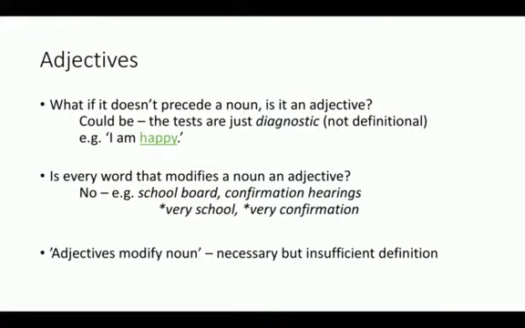One test we have for identifying these words as nouns rather than adjectives is to see if they can be further modified by an adverb, like very. So if we try to say something like very school or very confirmation, these phrases sound ungrammatical. That's because school and confirmation are not adjectives. They are nouns. So adjectives modify nouns. That is a necessary, but not a sufficient definition for the category adjective.